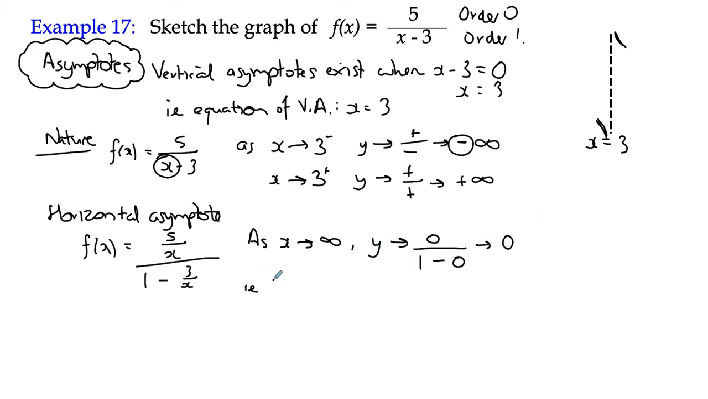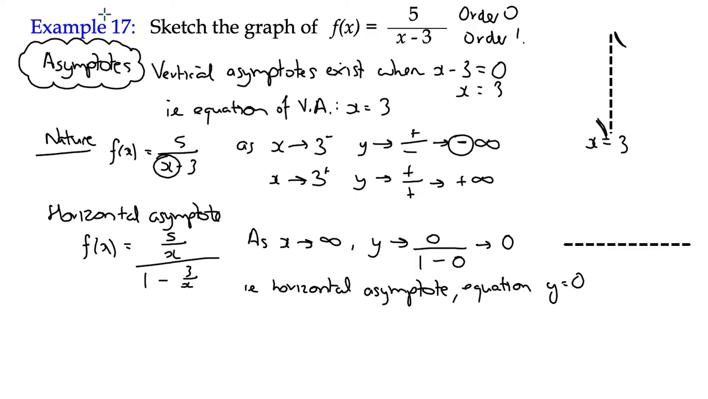So we can write that down. Horizontal asymptote, equation y equals 0. So we've got a second line, and this time it's a horizontal line, and the equation of that is y equals 0. It happens to be the x-axis. Okay. What's the nature of it though?